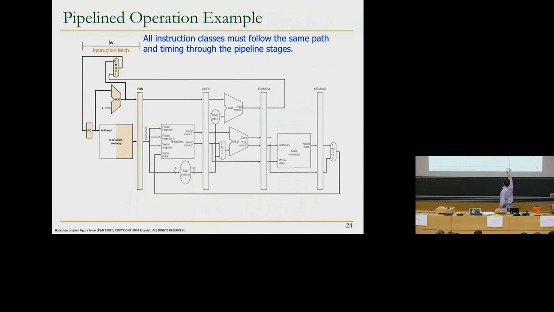No matter what type of instruction I have now, remember we had different types of instructions. Anybody remember different instruction types in MIPS, for example, because we are studying MIPS most of the time? Yes? R-type? Register type, we had immediate types, we had jump instructions and things like that.